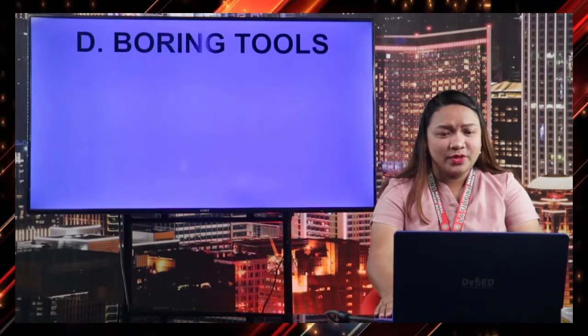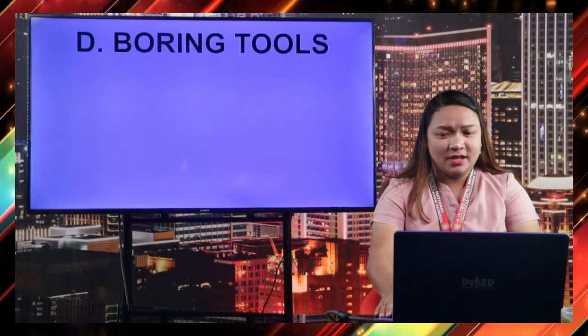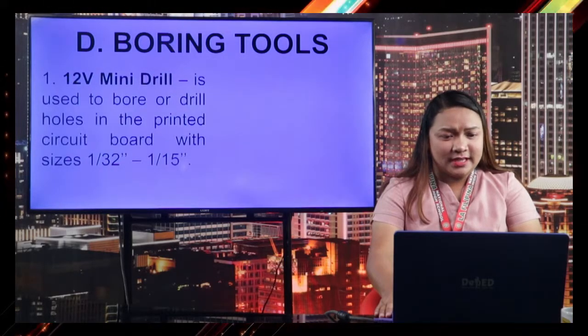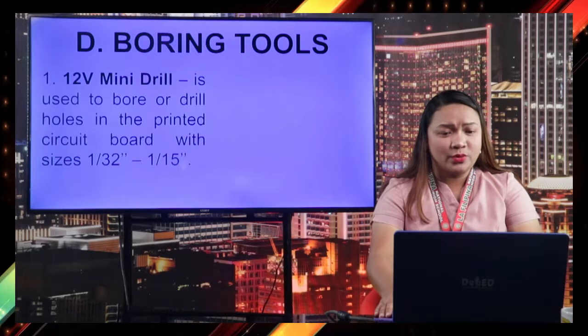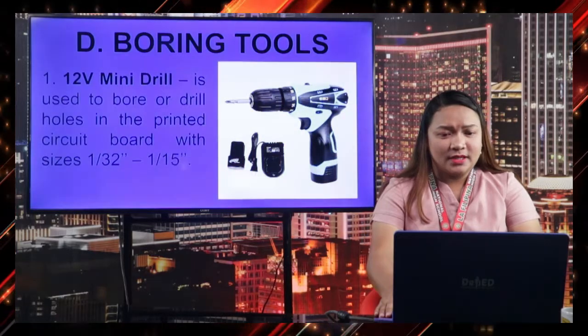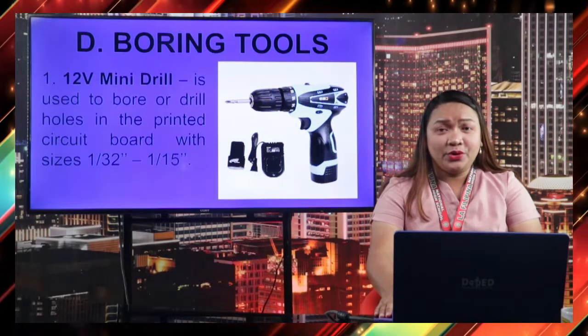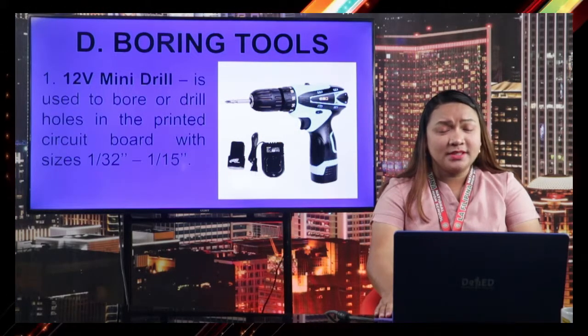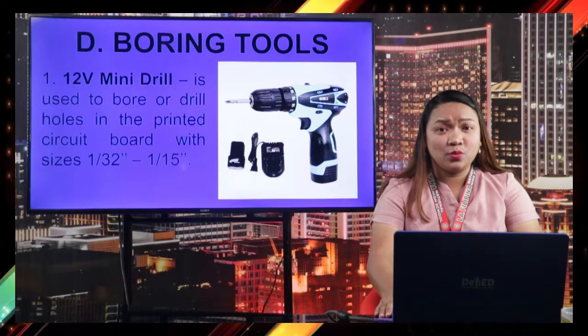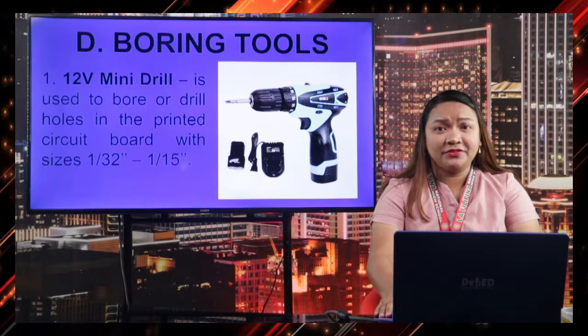Next, number 4, or letter D, types of basic hand tool, we have boring tools. First type of boring tool, we have the 12 voltage mini drill. This is used to bore or drill holes in the printed circuit board with sizes 1/32 to 1/15 inch.